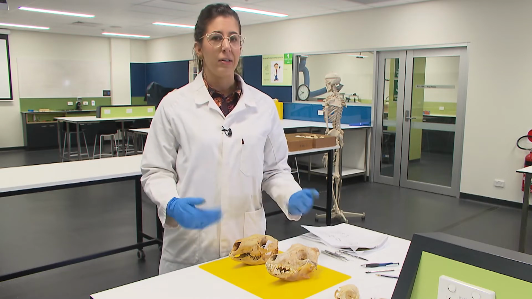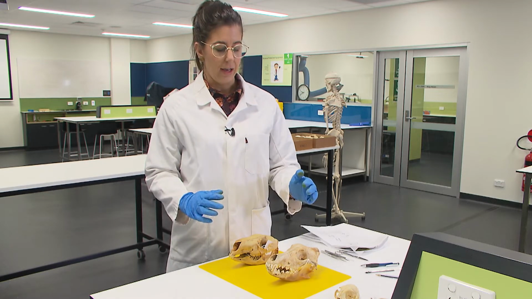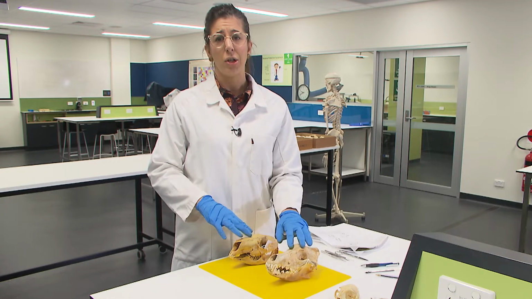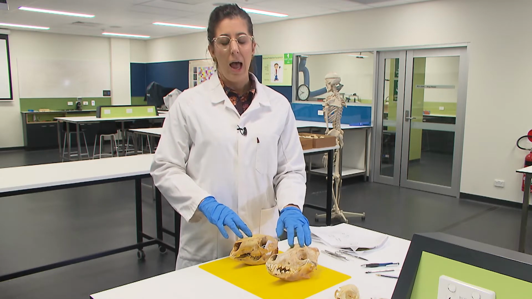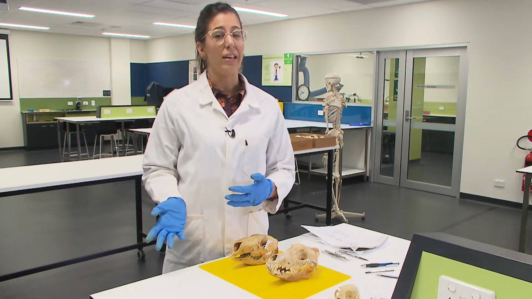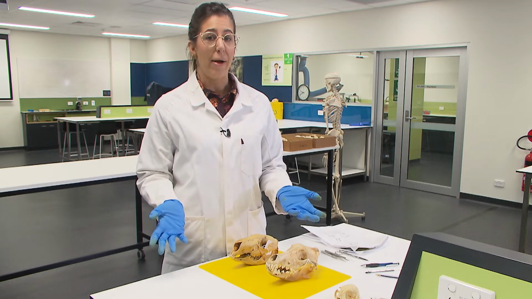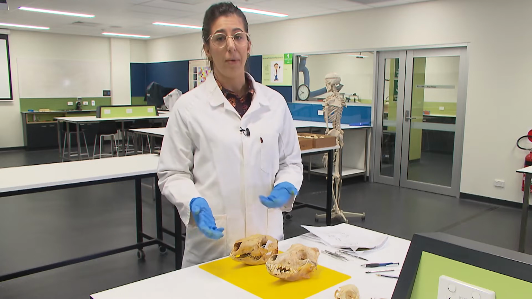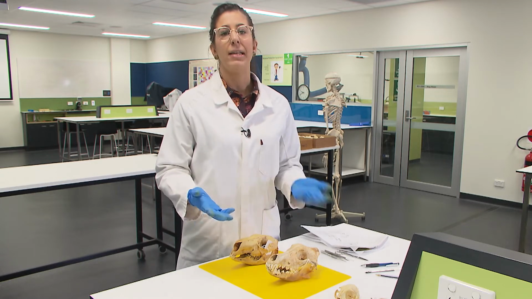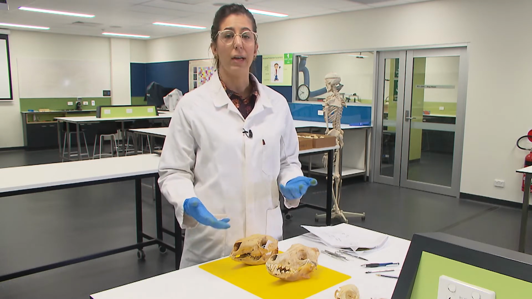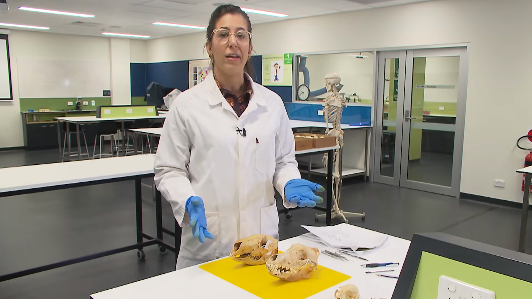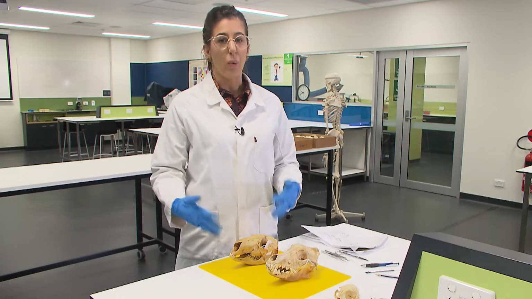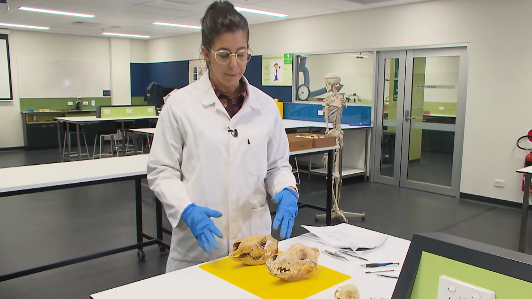There's a few other differences that they have with their skulls as well, and so I'm going to show you some of those differences. And then later on I'll give you a skull, and you'll have to tell me from its features if it's a placental mammal. So a placental mammal would be a dog or a cow, or if it's a marsupial, so koala, kangaroo, wallaby.